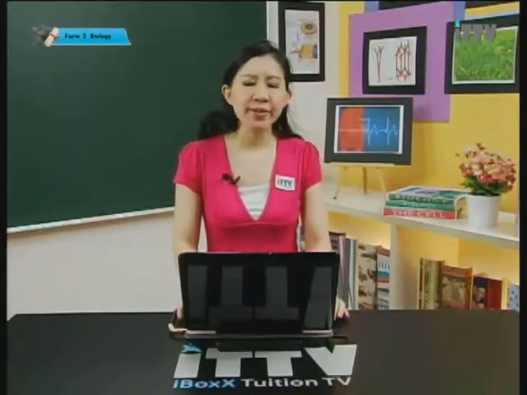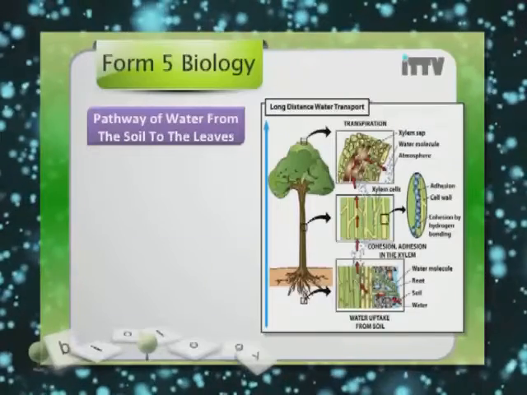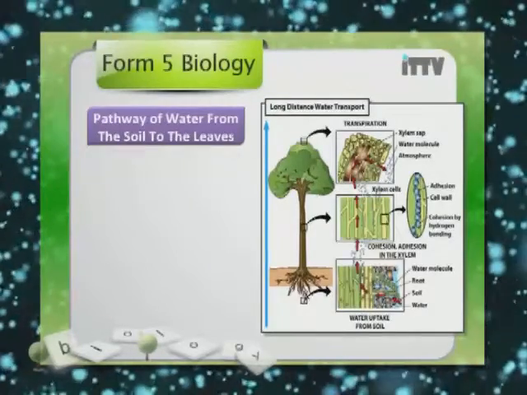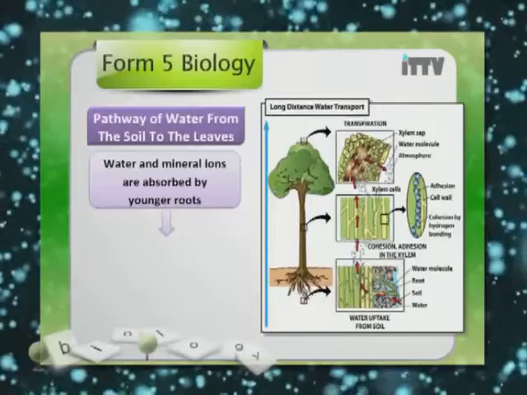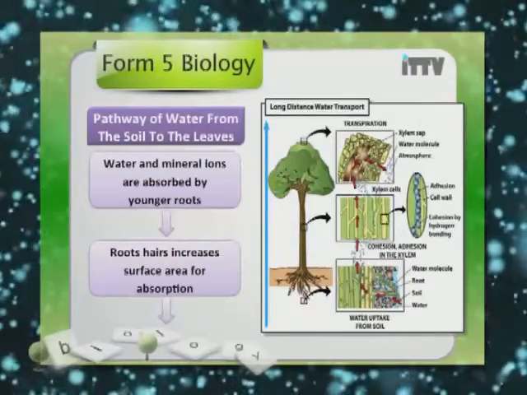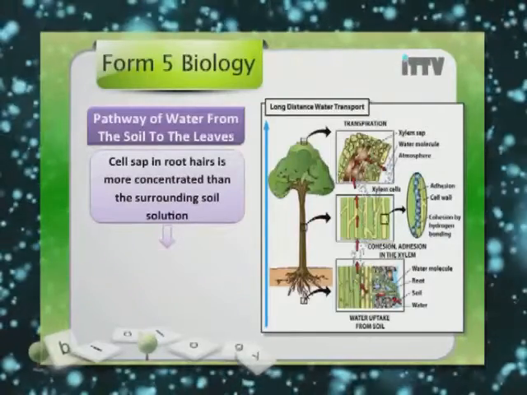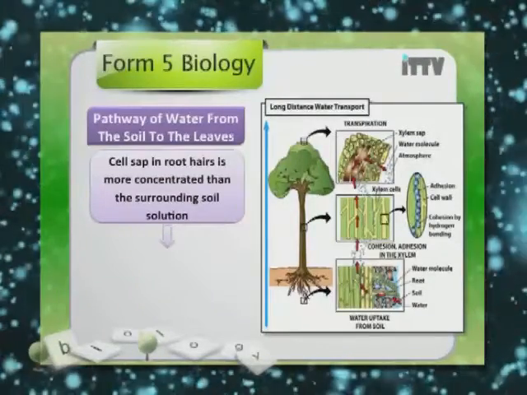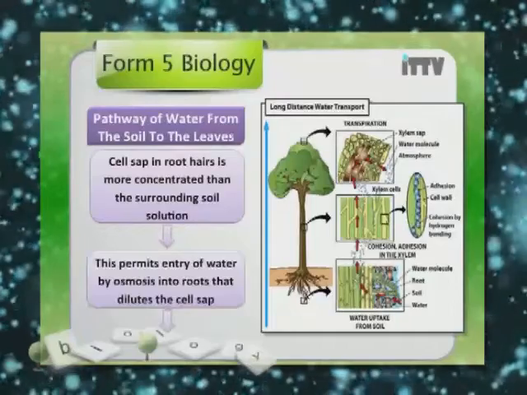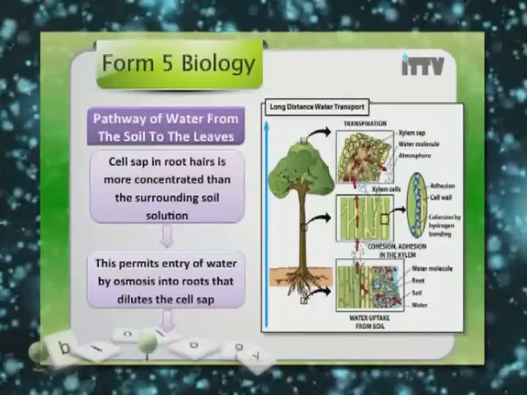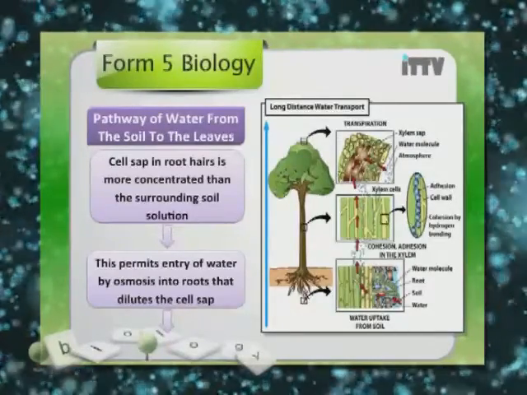Now let us focus on something else. Let's look at the pathway of water from the soil to the leaves. Now let's look at the flow chart. Firstly, water and mineral ions are absorbed by younger roots, and root hairs increase the surface area for absorption. Cell sap in root hairs is more concentrated than the surrounding soil solution, and of course this permits entry of water by osmosis into roots that dilute the cell sap.